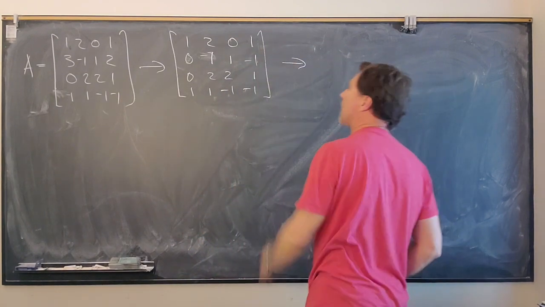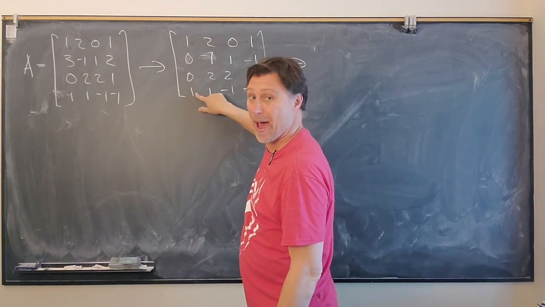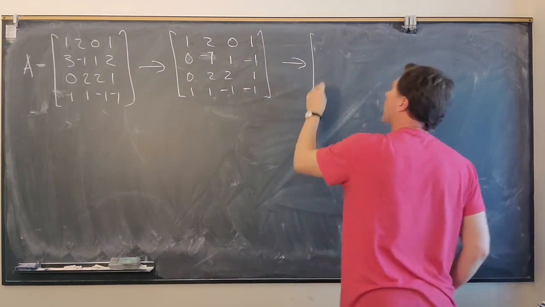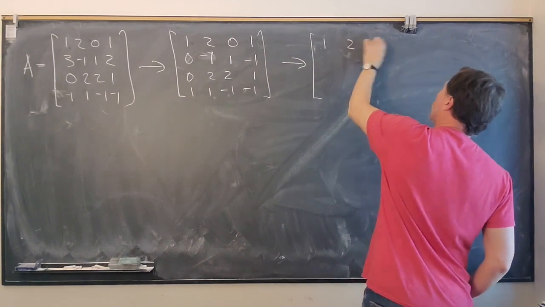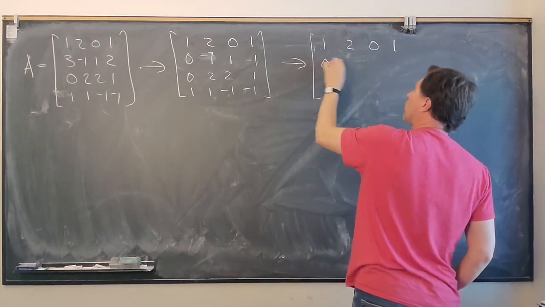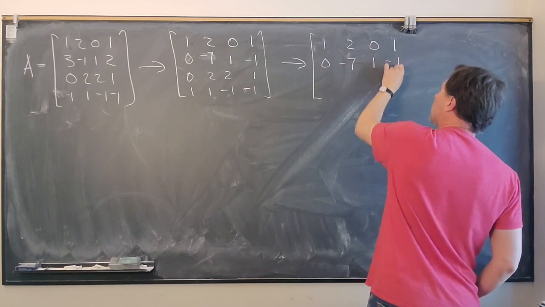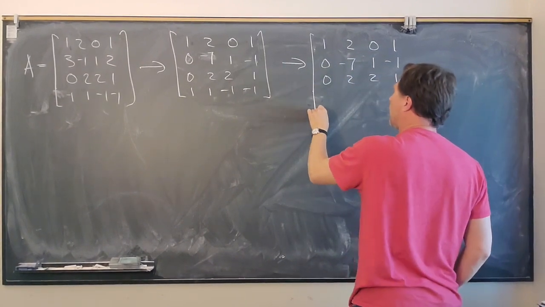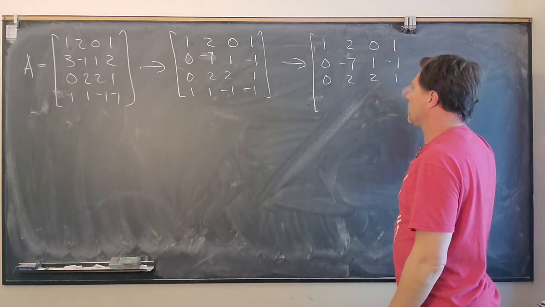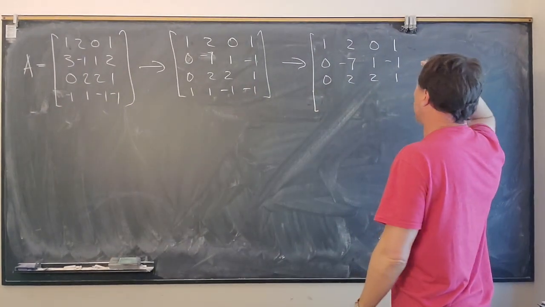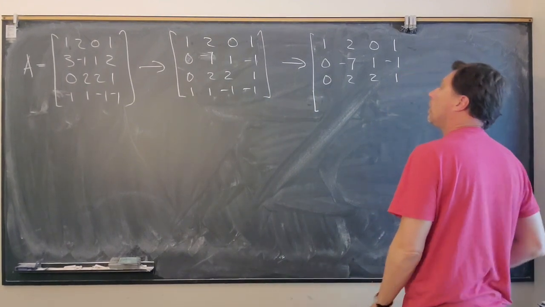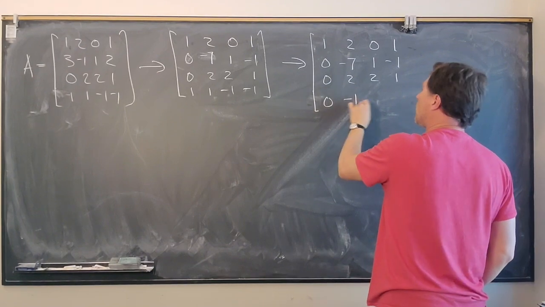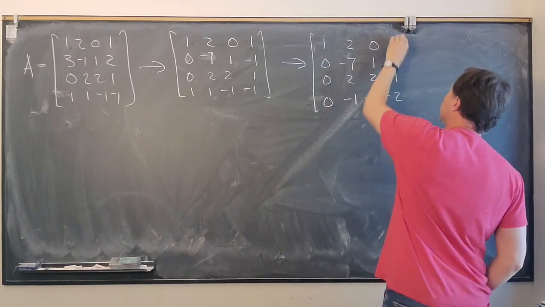All right, next step, I'm going to use this leading 1 to turn that 1 at the bottom into a 0. And so this is going to go like this: 1, 2, 0, 1, 0, minus 7, 1, minus 1, 0, 2, 2, 1. And then I need to add negative 1 times the first row to the second row. So that will give me 0, negative 1, negative 1, negative 2.